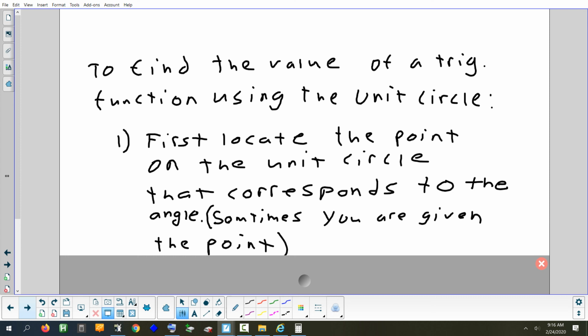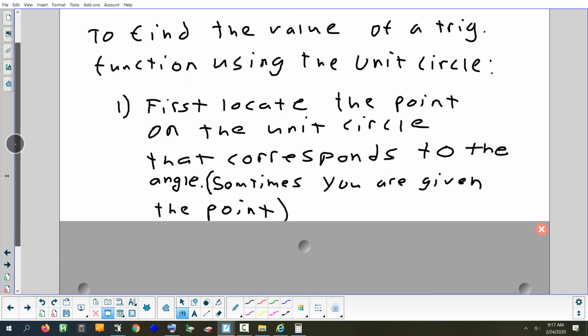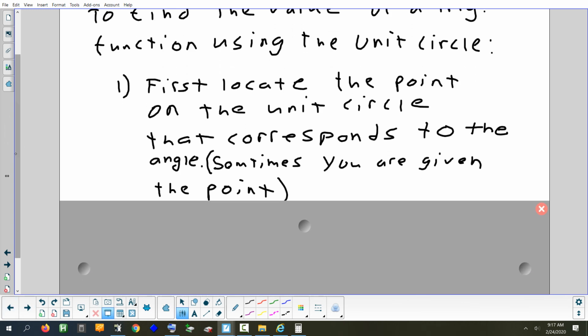If they don't give it to you to start with, there are some problems where they'll just give it to you, and then you don't have to worry about finding it. Like in this one. I'm going to go back in a second. But when we do this problem in a minute, I'm telling you the coordinate right away. I'm giving you the x, I'm giving you the y. So you don't have to worry about finding the coordinate.